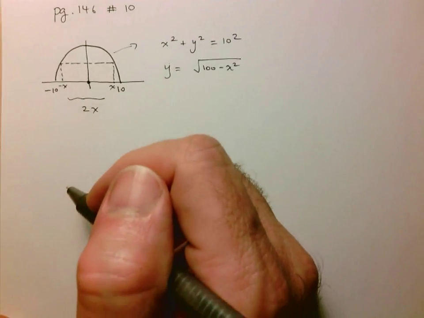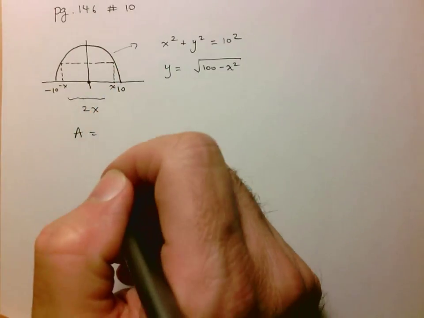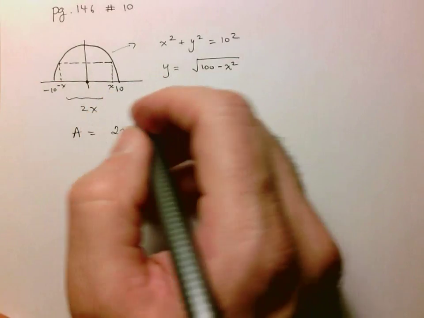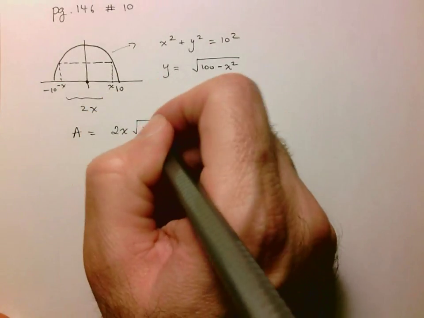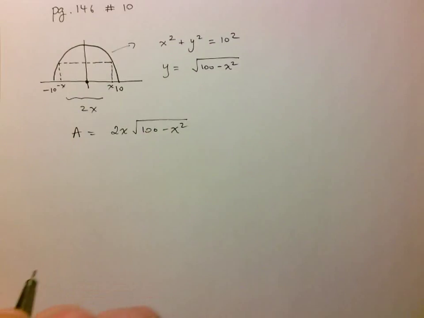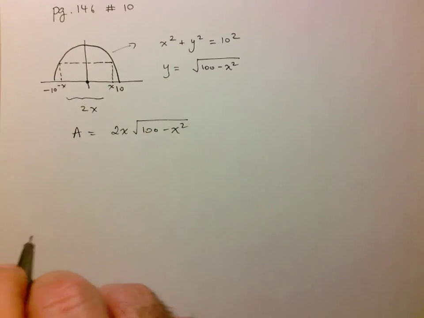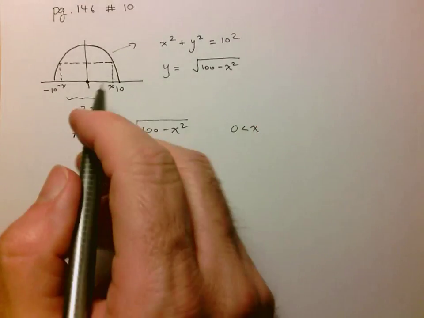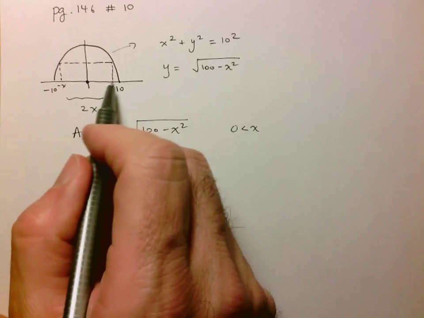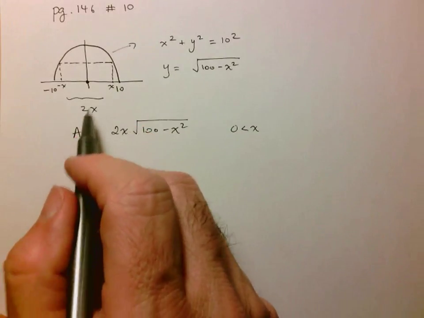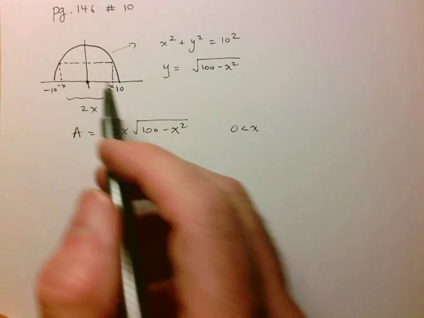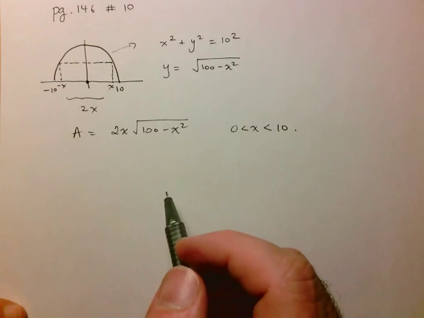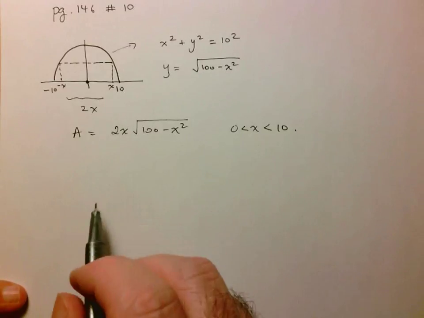Now from here I can come up with a model for the area of this rectangle. It's the length 2x times the width, which is just the y value of that function, square root of 100 minus x squared. Let's take a look at the domain of this function. So x clearly has to be greater than 0, and must be less than 10. It can't go beyond the edge of the circle and can't actually be equal to 10, otherwise we just have a straight line. So again here we see we don't have a closed interval. Now we have our model, we have our domain, now it's time to do the calculus.